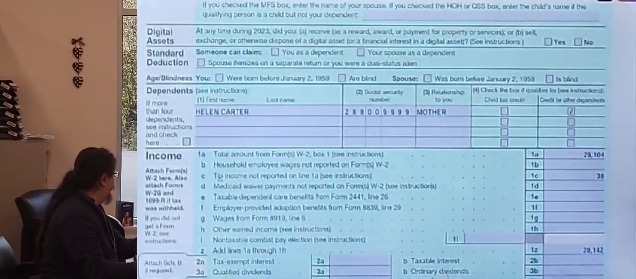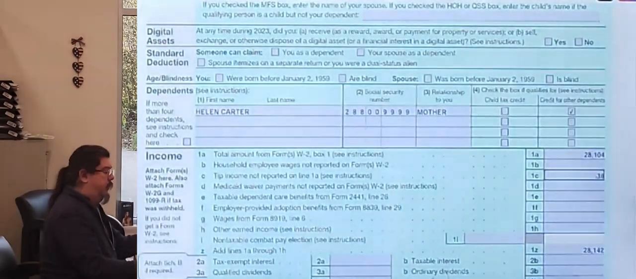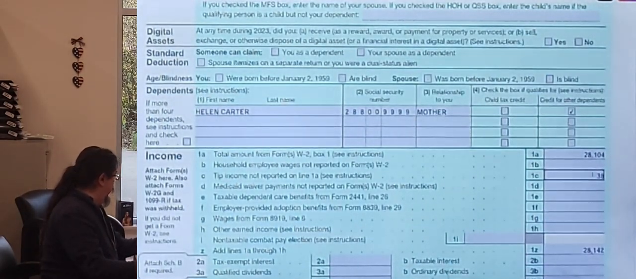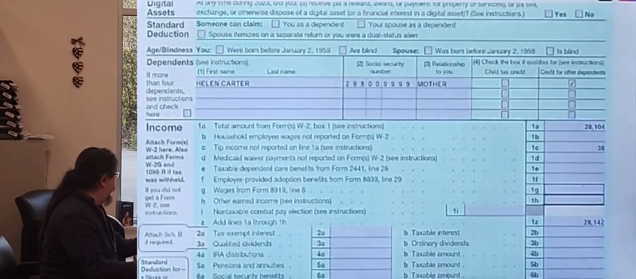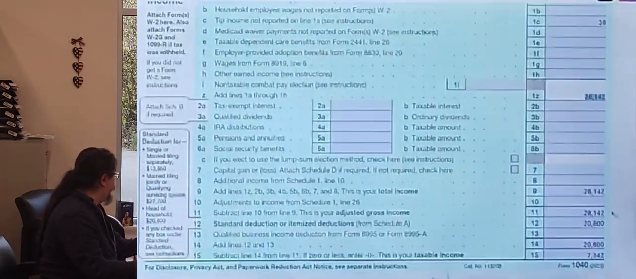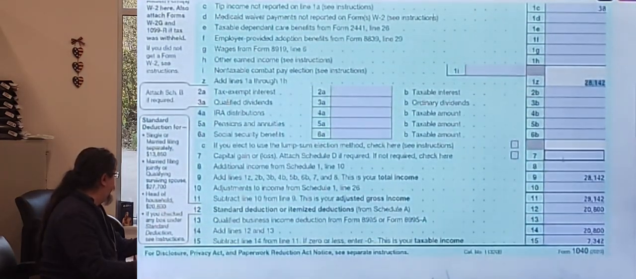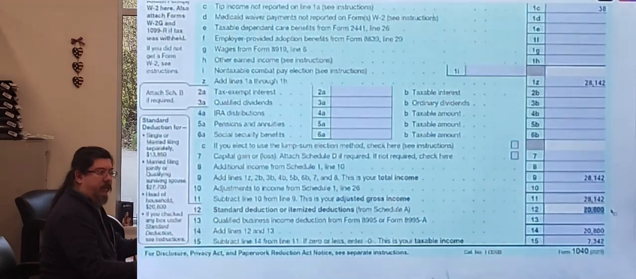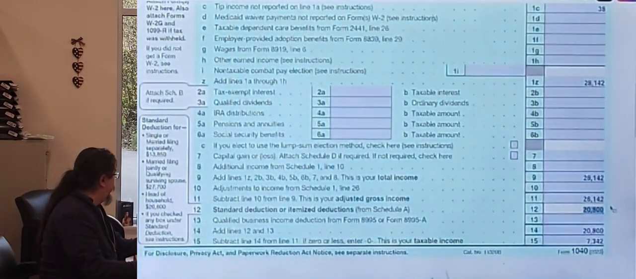His unreported tips came out to $38, $18 for February and $20 for April. So that has to be also added. And his total wage income is $28,142. Everything else, there's no other income, no adjustments. So we bring that down to total income on line 9 and adjusted gross income on line 11. His standard deduction is $20,800 for head of household, so his taxable income is $7,342.